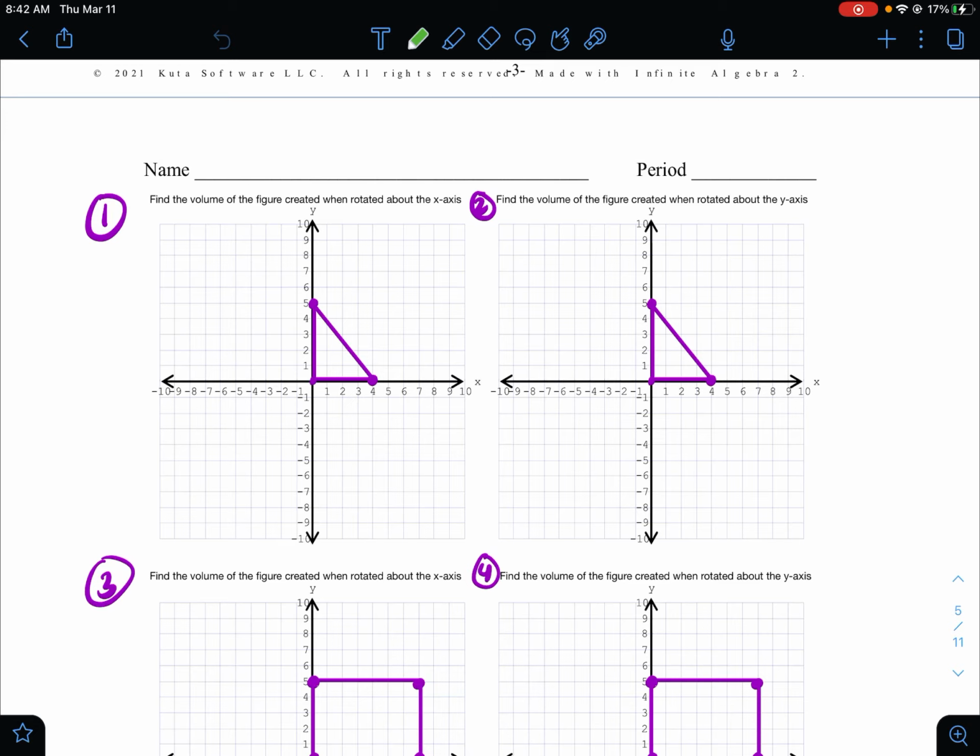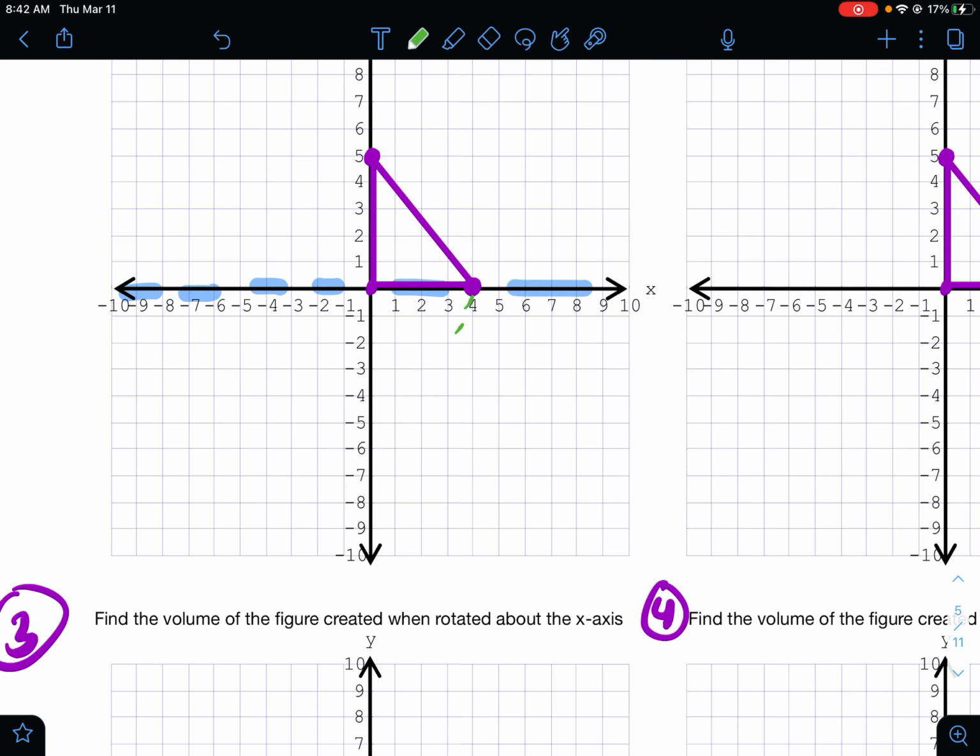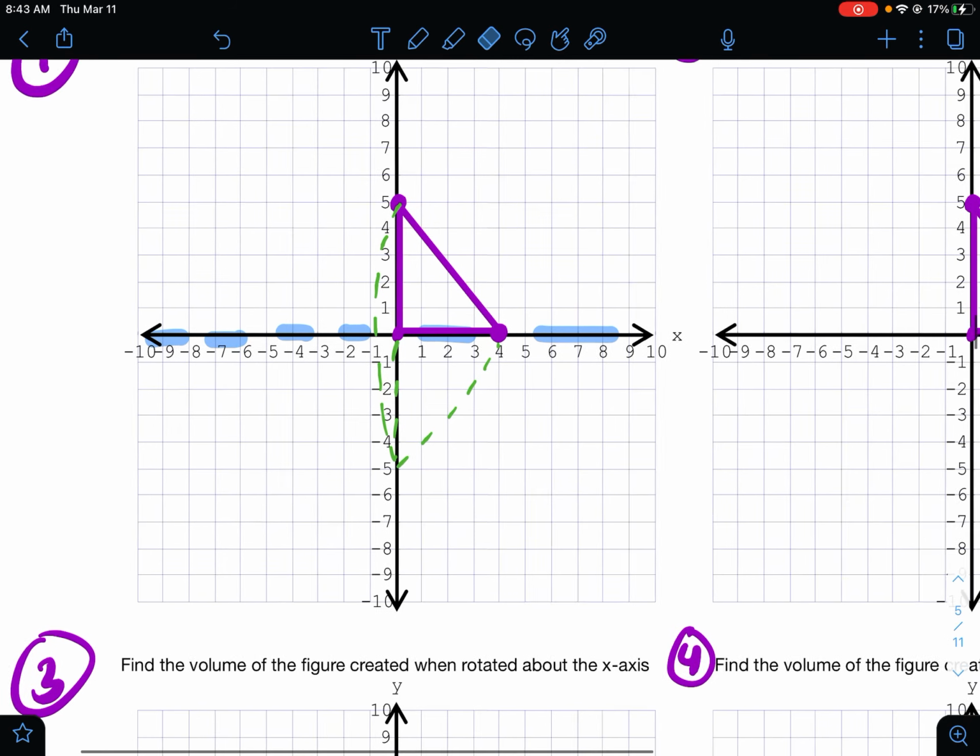So what we have to do here is figure out first what shape is made. The x-axis is this guy. If we were to rotate this about the x-axis, what we would end up forming, bear with me, my drawing skills are not the best, that would go down to 5, is going to be a cone. Do you see how if you rotate a triangle, you would end up with a cone shape? And they want us to find the volume of this cone that we've just created.